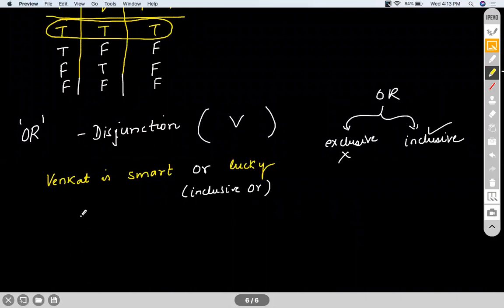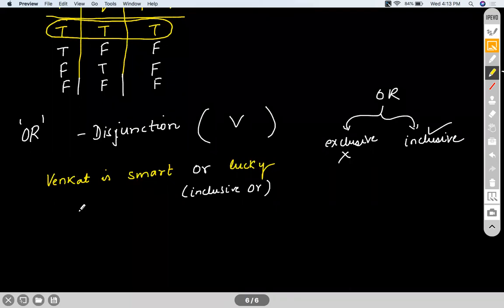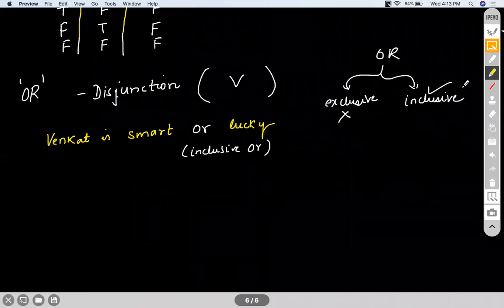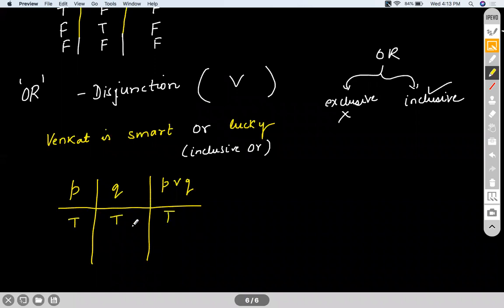And again, please do not treat every OR as a connector. For example, "I'm going to watch the movie Sita or Gita." Here OR is not a connector. What about the truth table of this disjunction? Let's talk about it. It will be false only when both are false. So true, true will give you a true. True, false will give you again a true. False, true will give you a true. And false, false will give you a false. That means only when the constituent statements are both false will your disjunction be false.